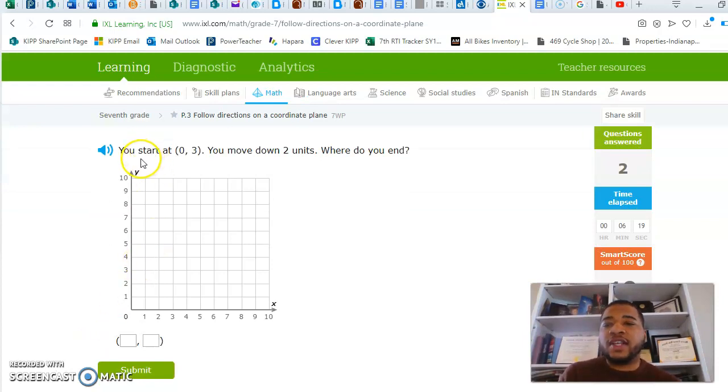And so let's do this second one. You start at 0, 3. You move down 2 units. So let's first get to our coordinates. So we know we're at 0 because we don't have to move anywhere. Then we have to go up 3. There we are, up 3. We moved across our X and we moved up our Y. But it says move down 2 units from 3, 2, and 1. So what are my new coordinates? Well, I started at 0. My X is 0. I moved from 3 down to 1. So my new coordinate is 0, 1.